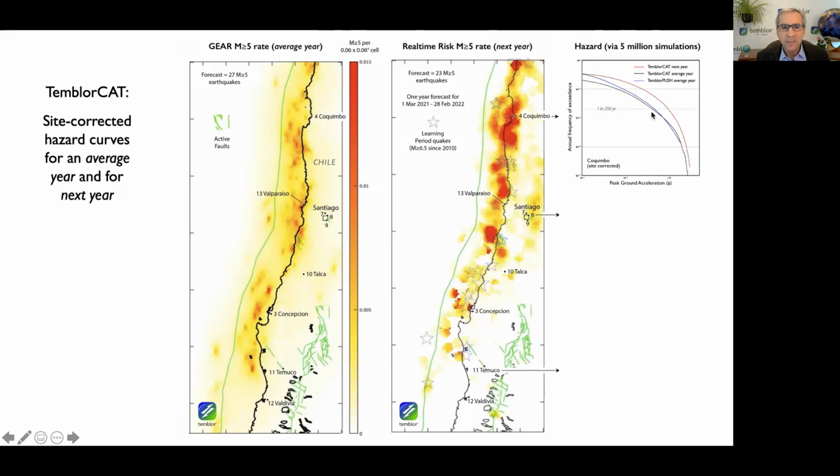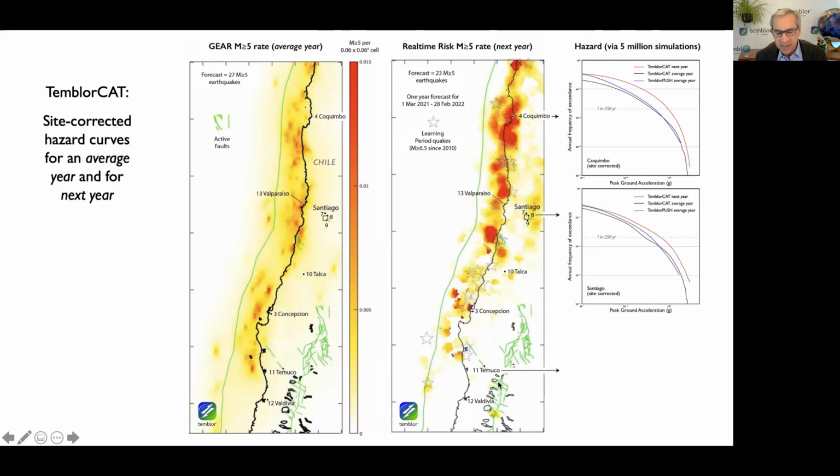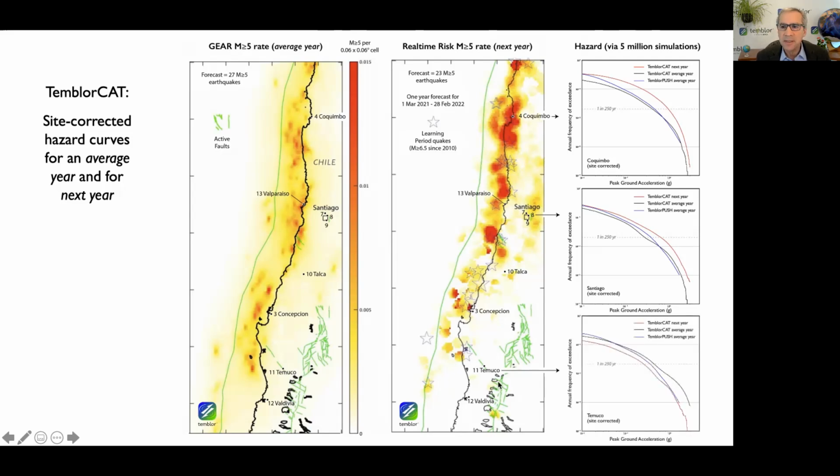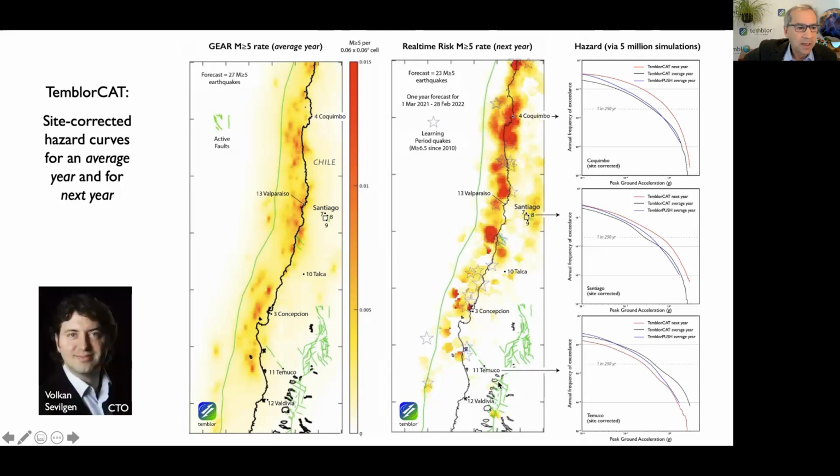How about Santiago? Well, if you kind of look at 100, 200 kilometers around, you can see that it's redder than it is here. So it's higher. It's not as extremely higher as it was there. And you can see that Temuco is yellower on an average year than next year. And so Temuco has the opposite situation. So I want to acknowledge the tremendous lift of our CTO Volkan Sevilgan in transforming real-time risk into Temblor CAT hazard curves for next year and an average year.